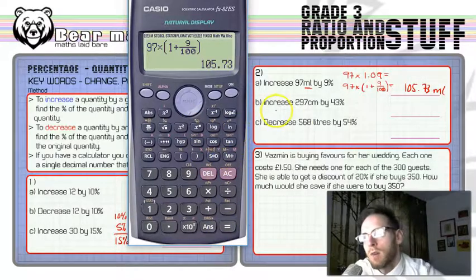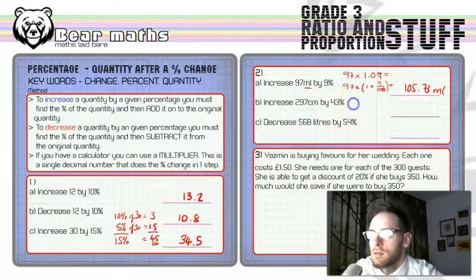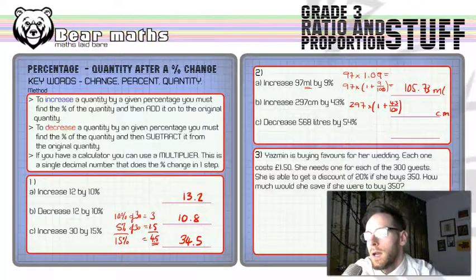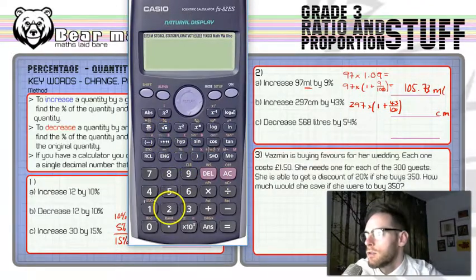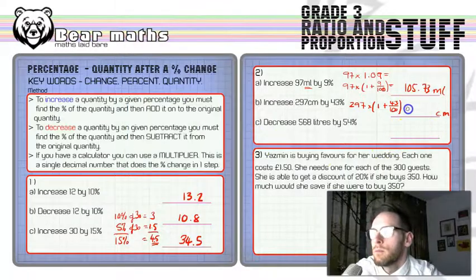Increasing the second one there by 43%, we can use the same method. I'm just going to use one method this time, my preferred way of doing it. So 1 plus 43 out of 100. And that answer is going to be in centimeters. And that's it. So just type it in, 297 multiplied by, open, 1 plus fraction 43 over 100 equals 424.71.